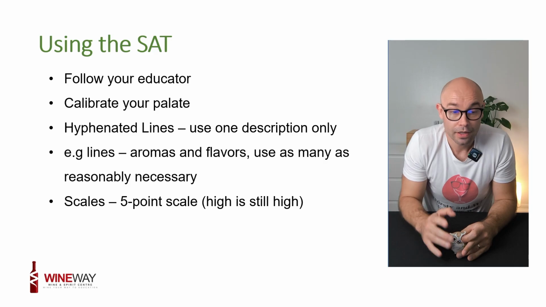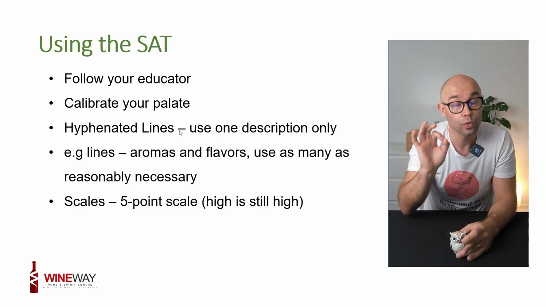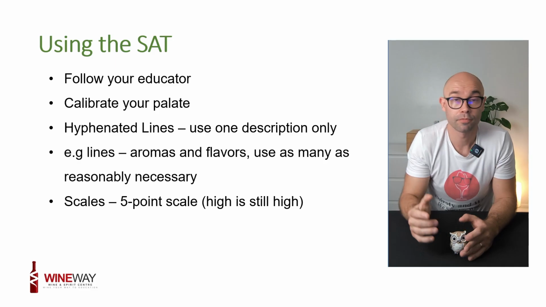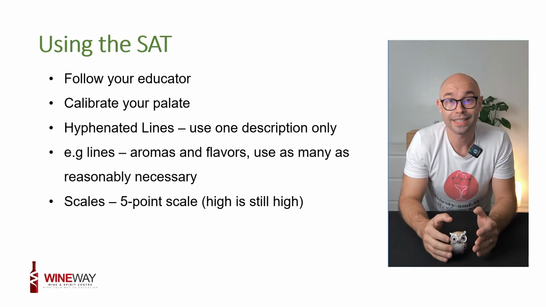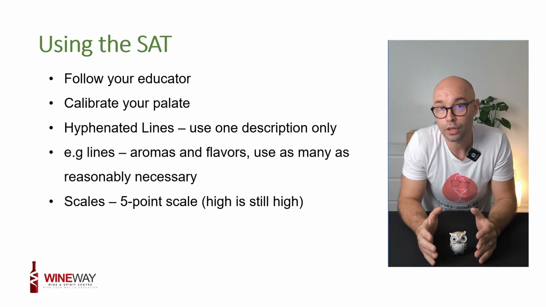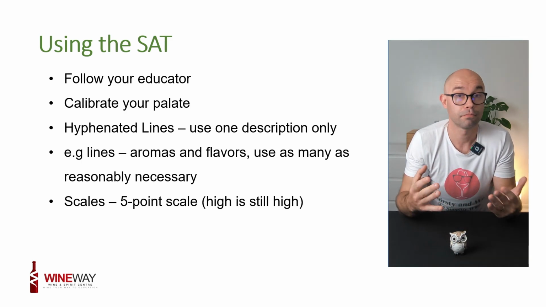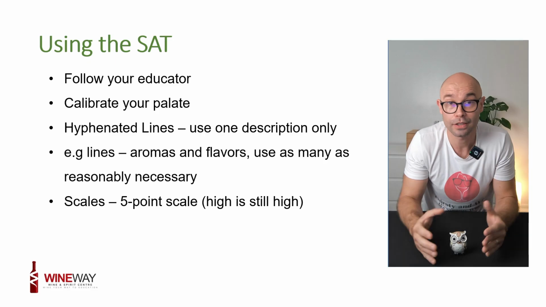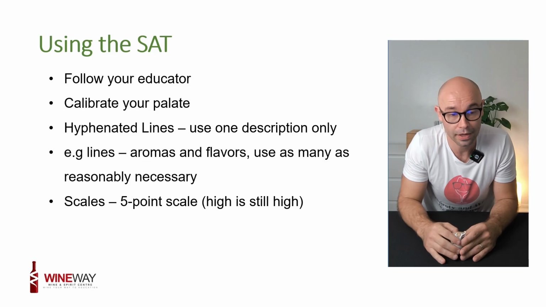There's a difference between hyphen lines and lines that say EG, examples. When you have a hyphen line, which is this long line, you need to use one description only. For example, for the intensity of the color, it can be pale, medium, or deep. You cannot say pale to medium or medium to deep. You need to choose one, otherwise you would not get a point, even if one of your descriptions is correct. This is the same for all the rest of the SAT.